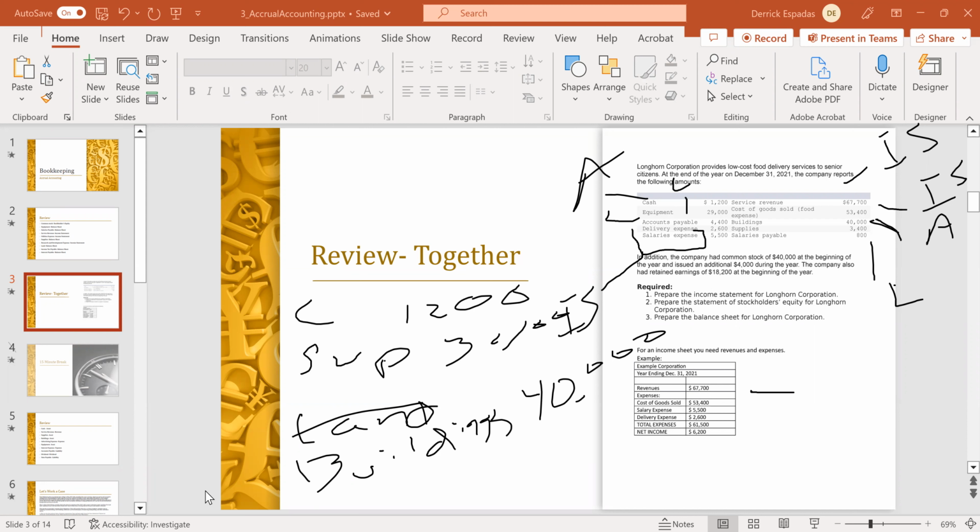Now, in this case, we have two liabilities. We have salaries payable and accounts payable. So we're going to subtract, remember they equal each other. So I'm going to subtract the 4,400. And we would just list those. Look up a balance sheet and you'll see how they're supposed to look. We're just getting the down and dirty work done. Salaries payable is 800, so that seems like one employee. Accounts payable is 4,400.